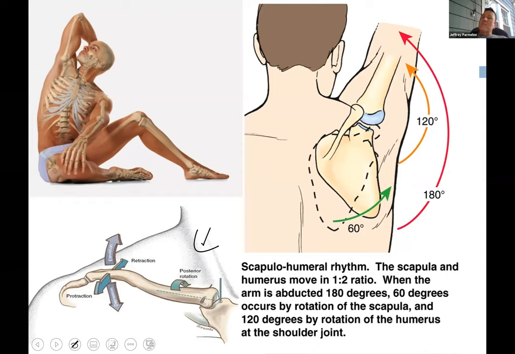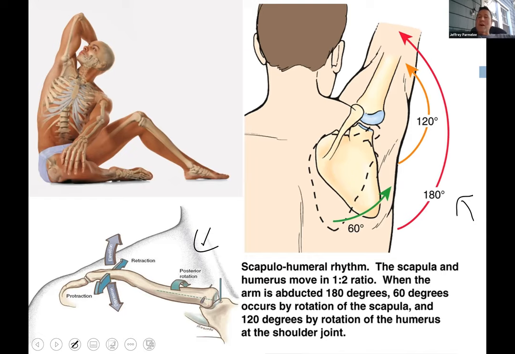And when we raise our arms to get a can of soup from the top shelf, you can see here that if I kept my scapula steady and just tried to raise my arm, I can only go so far. But if I let my scapula rotate, I can go the rest of the way. So it is 2-to-1. If I move my arm from the down position to the up position, 180 degrees, 120 degrees is just the humerus moving in the socket, but then I have to rotate my scapula to finish off the other 60 degrees. I want you to understand that concept.